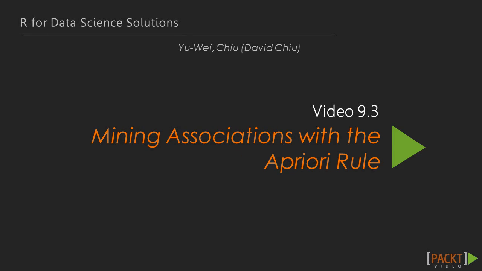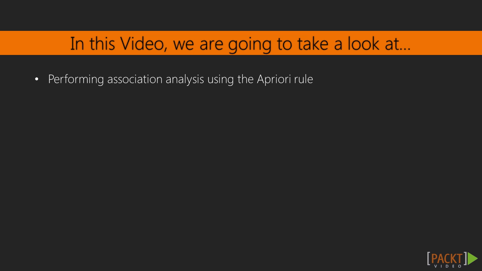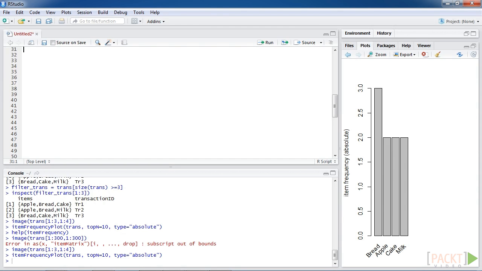This is the third video of the section, Mining Associations with the Apriori Rule. In the previous video, we learned to display associations and transactions. In this video, we'll introduce how to perform association analysis using the Apriori Rule. Association mining is a technique that can discover interesting relationships hidden in a transaction dataset. This approach first finds all frequent item sets and generates strong association rules from frequent item sets.